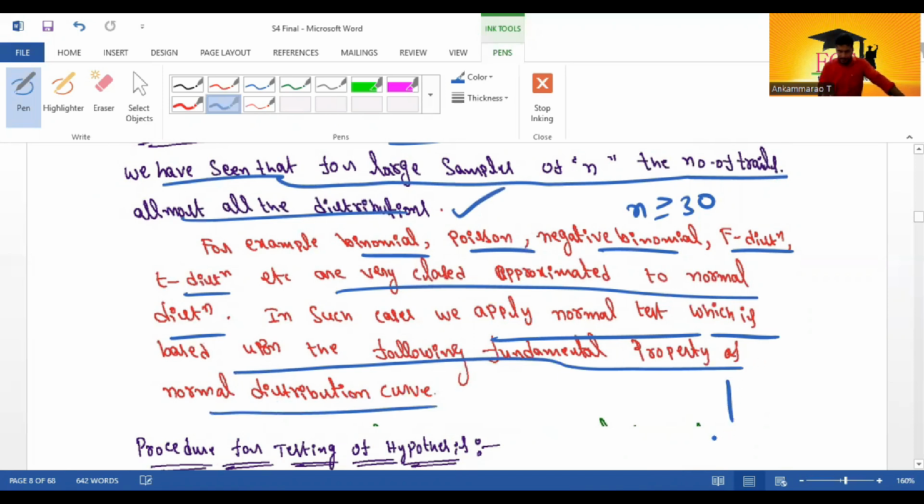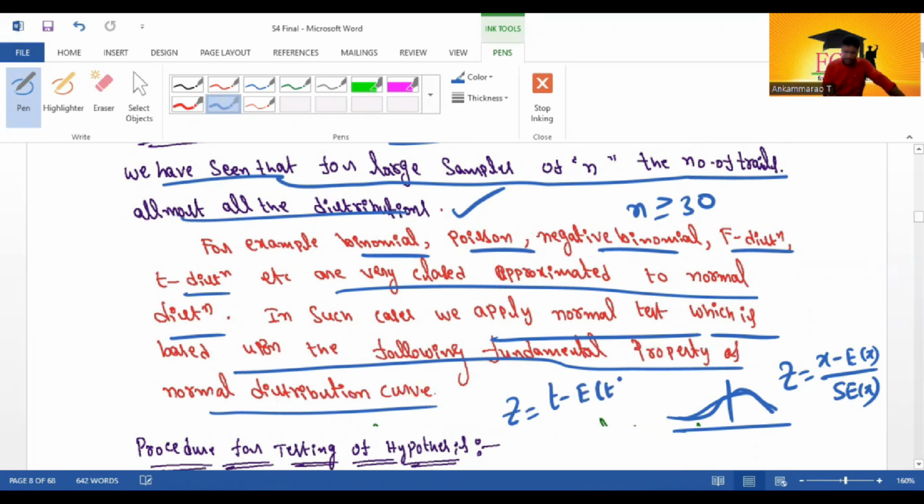Like this. Here z equals x minus expectation of x divided by standard deviation of x. It is also written as z equals t minus expectation of t divided by standard error of t, which follows N(0,1), where t is nothing but a statistic.